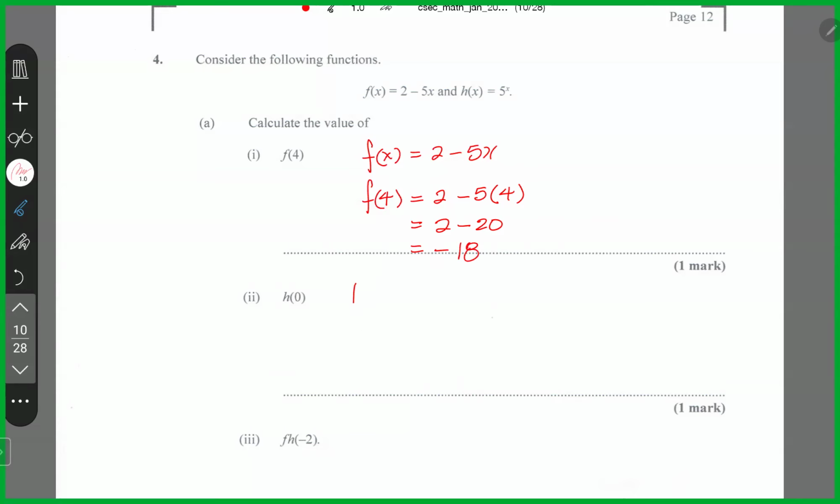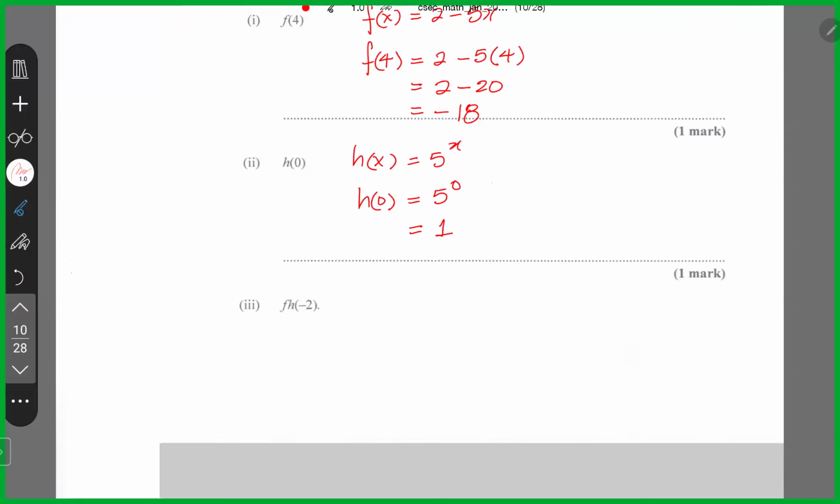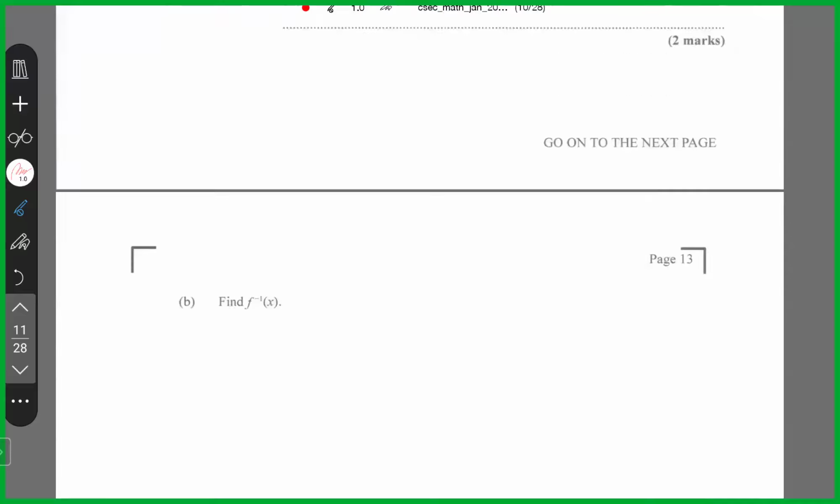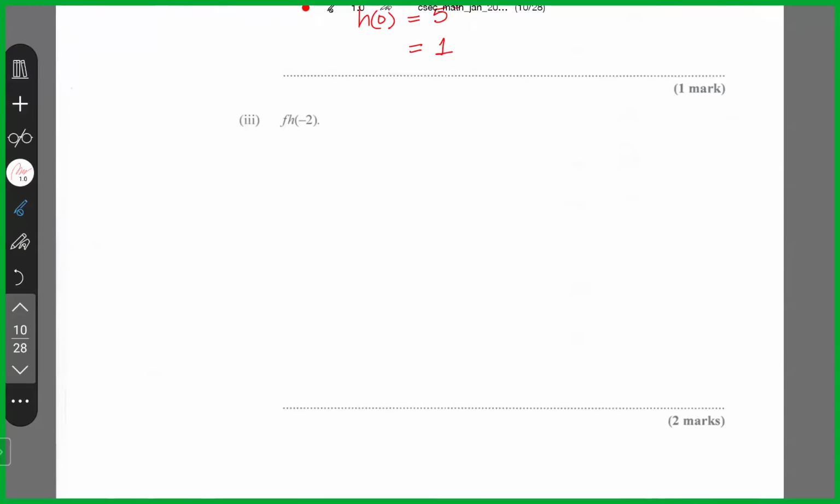Now, h of x is equal to 5 raised to the power x. So h of 0, in h, wherever I see x, I'm going to put 0. A number raised to the 0 power is equal to 1. So h of 0 is 1. Next, we're asked to find f of h of minus 2.